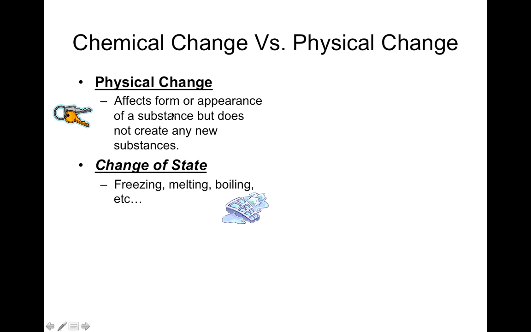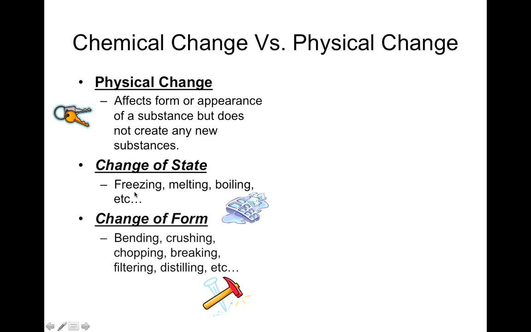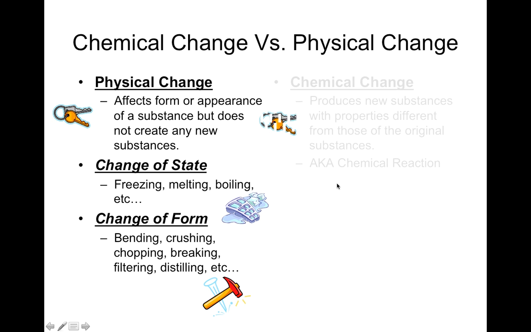Remember, a physical change affects only the appearance of a substance, but does not create any new substances. So when we think of changes of state, that's a physical change. Freezing, melting, boiling, etc. We could change its form by bending it, crushing it, chopping it, breaking it, filtering, distilling, and other forms to change the form, but again, we're not creating a new substance.